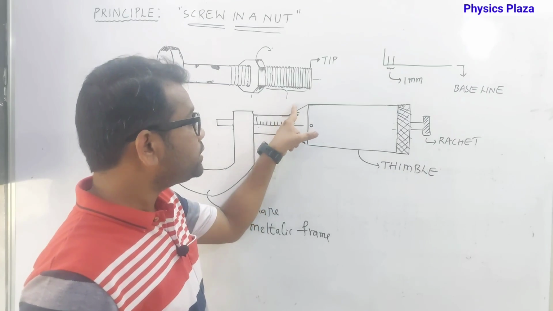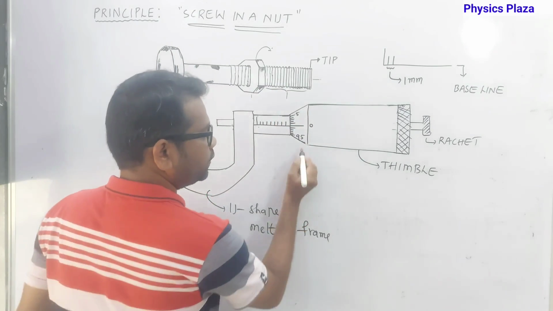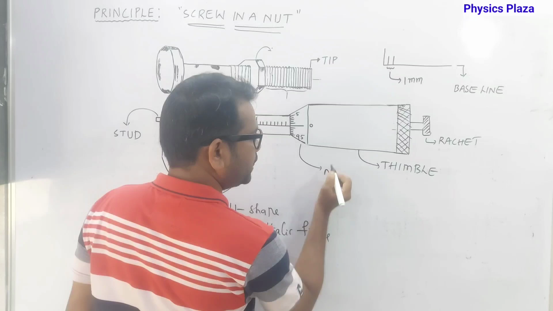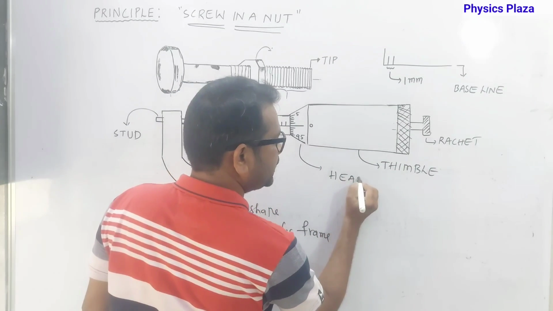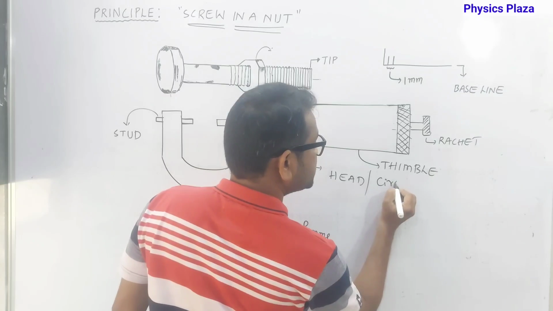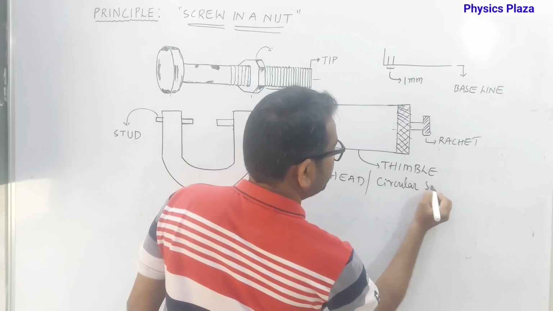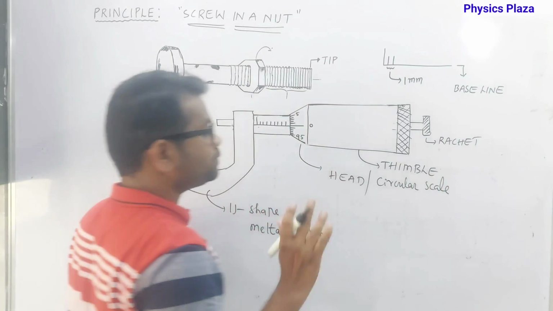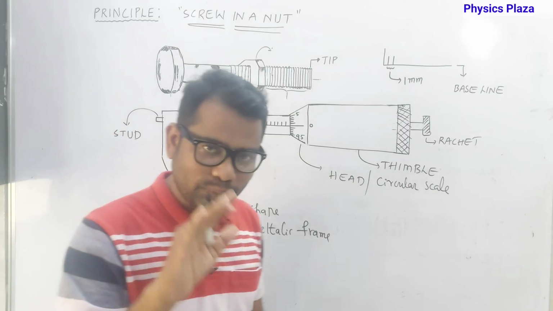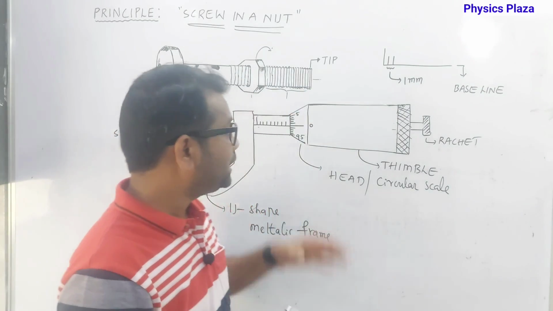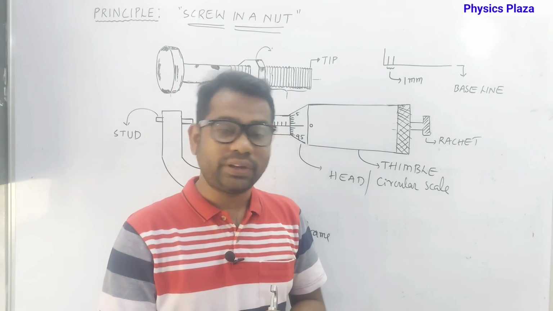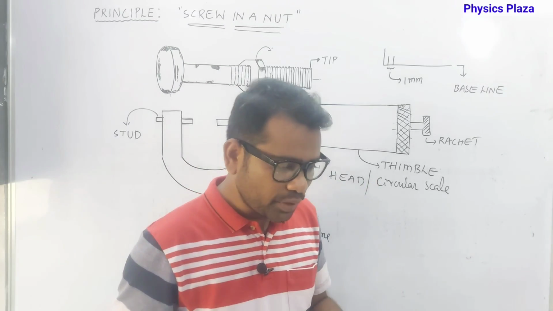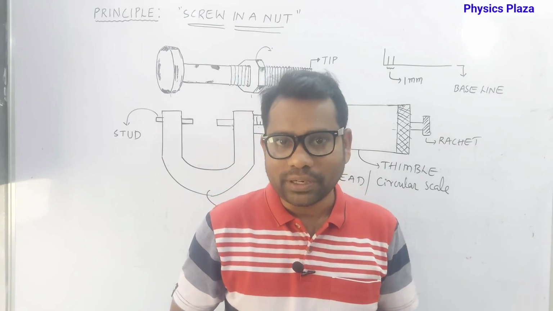So that it is going to serve as a scale. This scale we can not call the main scale, sorry, we can call it a head scale or circular scale. Circular scale, children. Again, I'm telling you, the least count of the screw gauge depends on the divisions made on the circular scale. So very important. Children, once again I'm telling you how to calculate the least measurement.